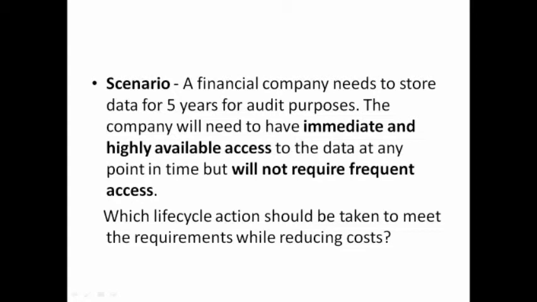A few things that we need to understand here are: we need immediate and highly available access to the data. We will not require frequent access, and we need to consider reducing the costs. So let's see which storage service can be helpful here. We can use S3 standard IA, that is simple storage service standard infrequent access. This service mainly provides immediate access and is 99.9% available. We can transition objects from Amazon S3 standard to Amazon S3 standard IA. So this solution will help us here.